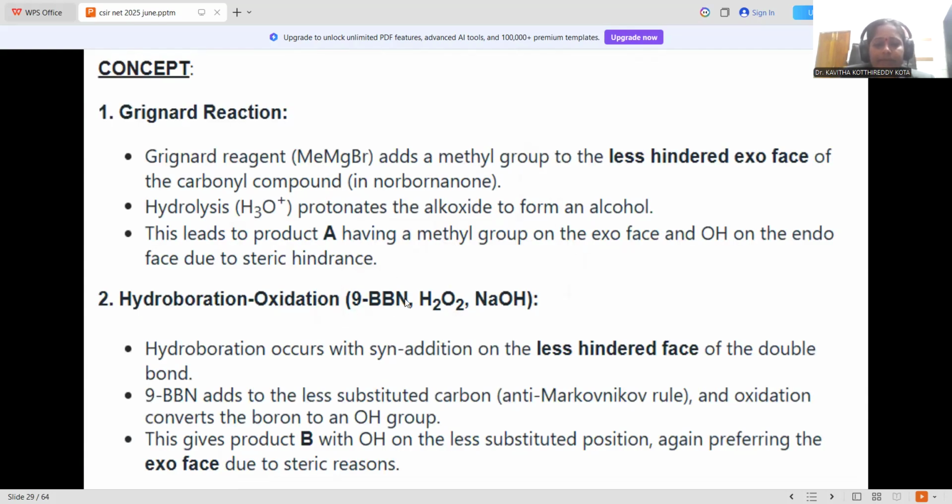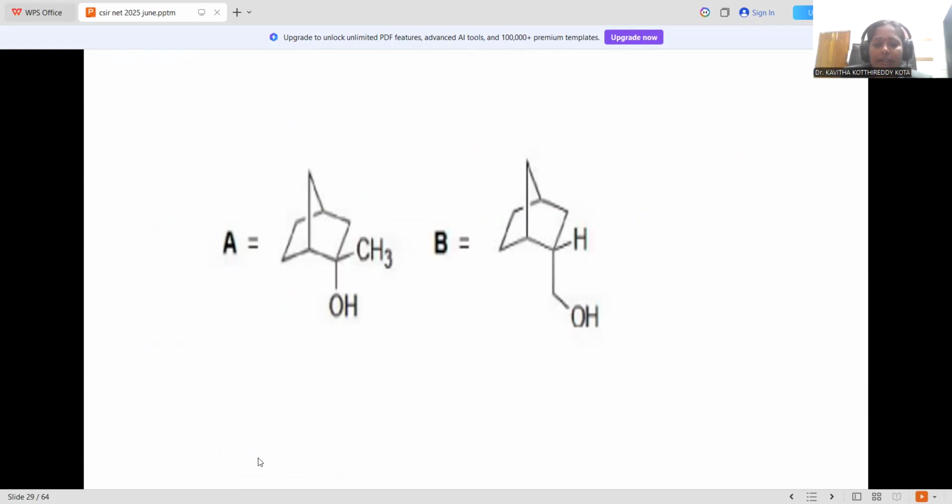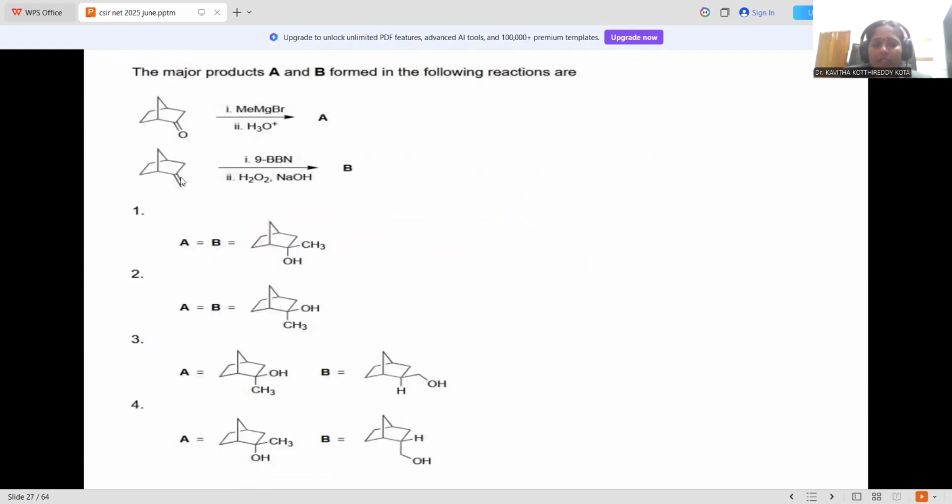Later on, 9-BBN. So hydroboration followed by oxidation. Hydroboration always goes at the least hindered side, always following the anti-Markovnikov rule. If you are observing these two carbon atoms, this is the carbon with the total entire complicated skeleton located on this bridgehead carbon only. But this terminal carbon is somewhat free. Being a complex molecule, 9-BBN always prefers to bind at the terminal carbon rather than the second carbon atom. That's the reason why the attachment is at the terminal carbon with 9-BBN.